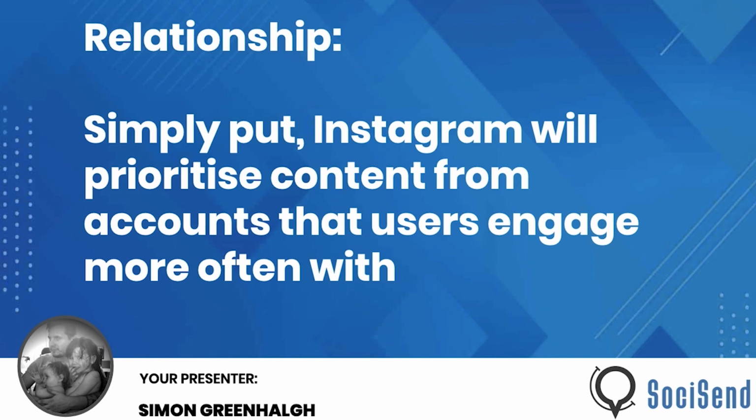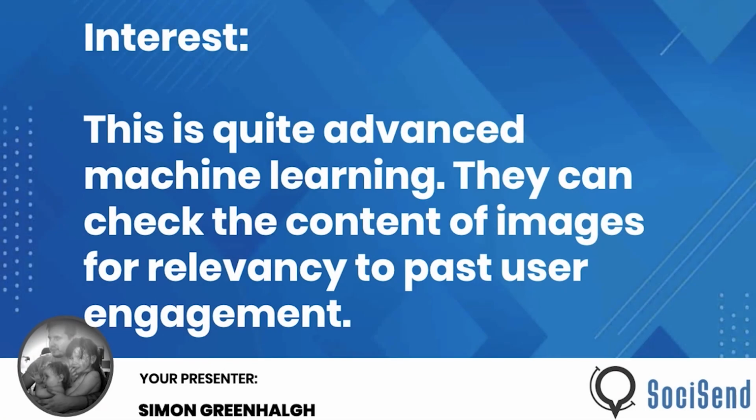Relationship. Simply put, Instagram will prioritize content from accounts that users engage with more often. So if you, as an Instagram user, engage with a brand or an account's Instagram posts more often than another one, then they will show for you more often. Very straightforward, really.